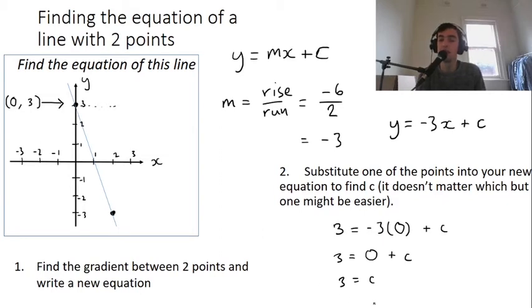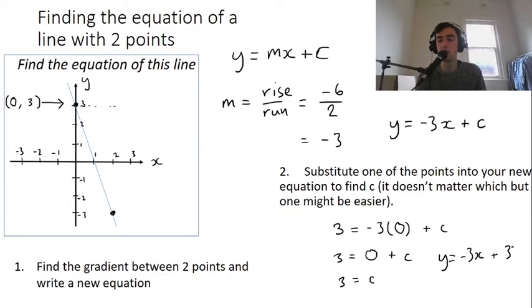But I did this method just because you're not always lucky enough to know what the intercept is. Sometimes you have to substitute another point in there. Alright, so my final equation is y equals -3x plus 3. Because my gradient is -3 and my y-intercept is 3.